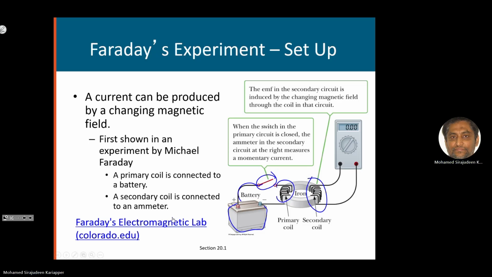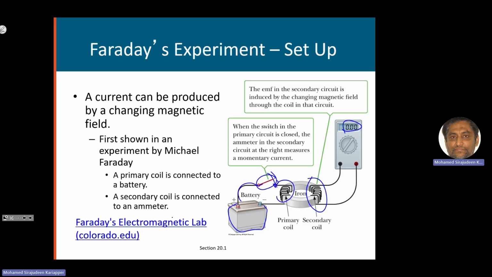However, he observed, whenever he closed the switch, so there's a current that flows through this coil, the primary coil, he observed from the voltmeter or the current meter there is a current through the secondary coil as well. This battery is in no way connected to the secondary coil.